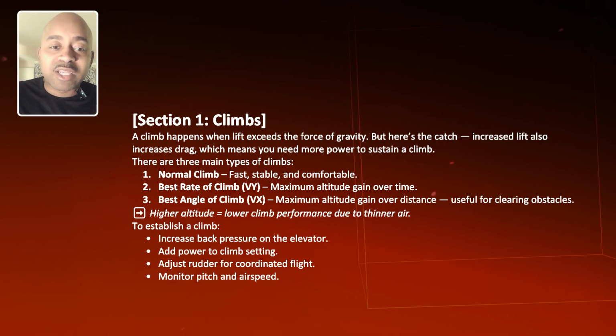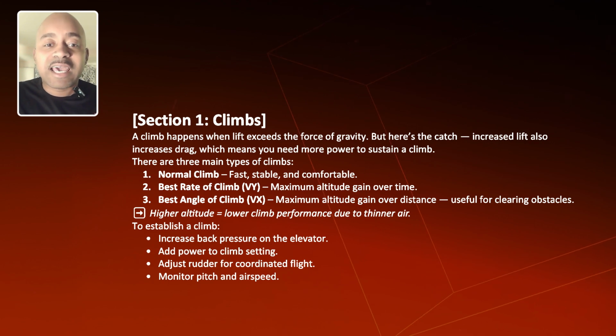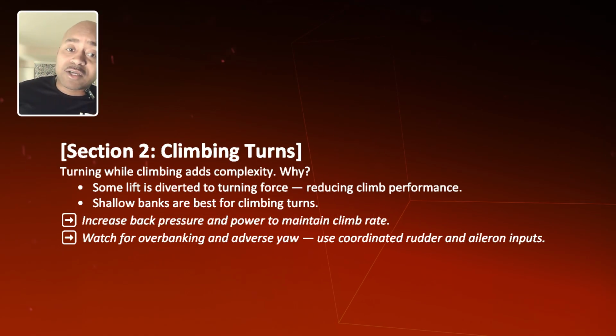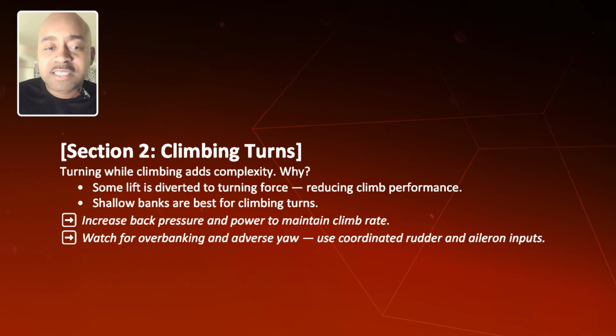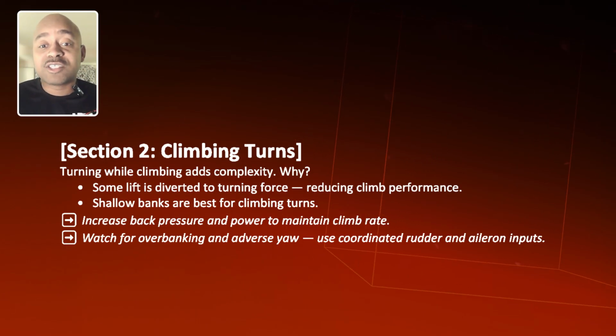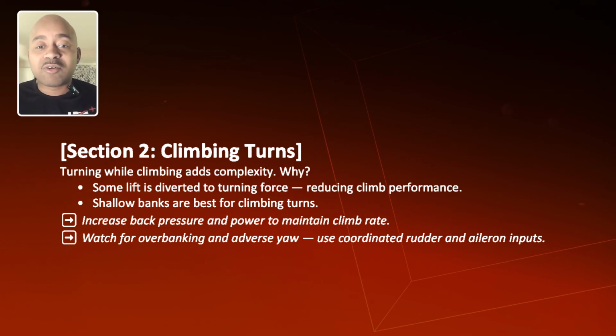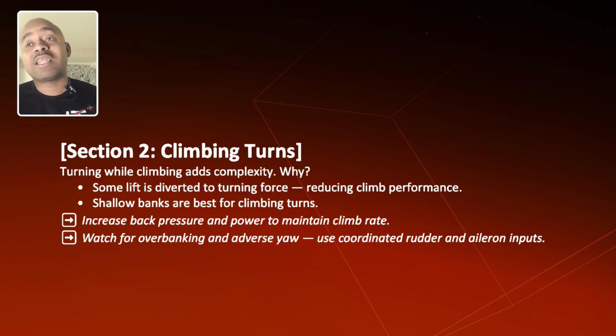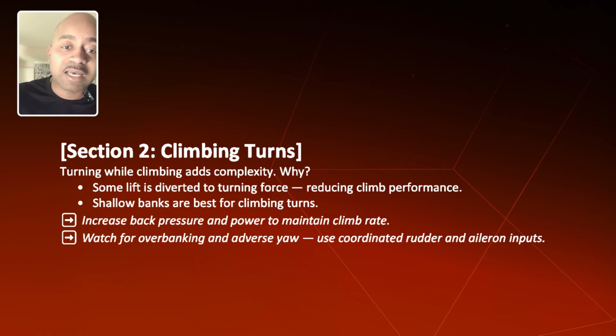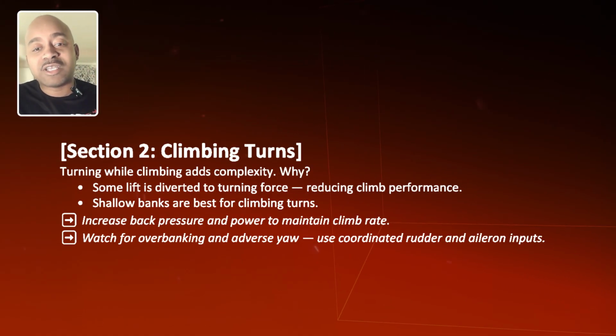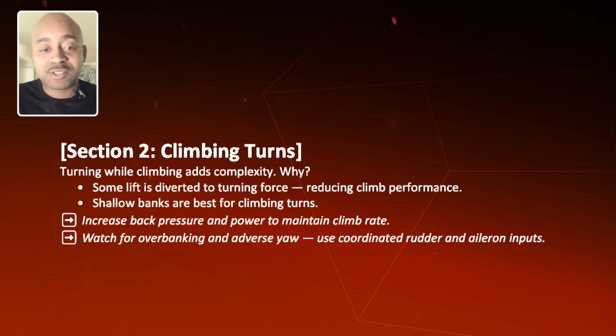To establish a climb, you want to increase back pressure on the elevator, add power to climb, adjust rudder for coordinated flight, and monitor pitch and airspeed. If you're climbing and turning, it gets a little bit complex, but really not too much. Some of the lift is diverted to the turning force, and so shallow banks are best for a climbing turn. You don't want to climb too steep and turn at the same time, because you're going to need increased back pressure and power to maintain the climb rate while you're turning.